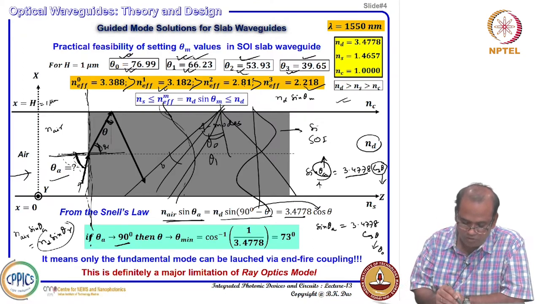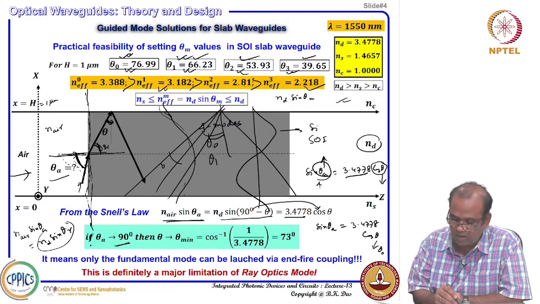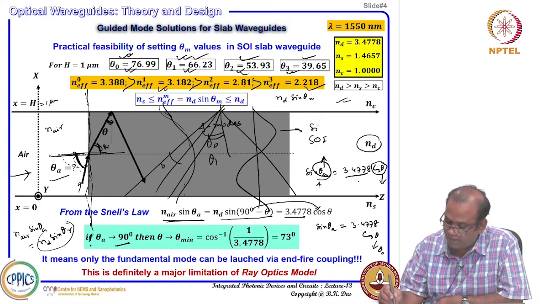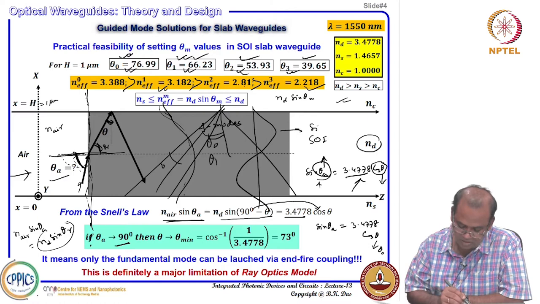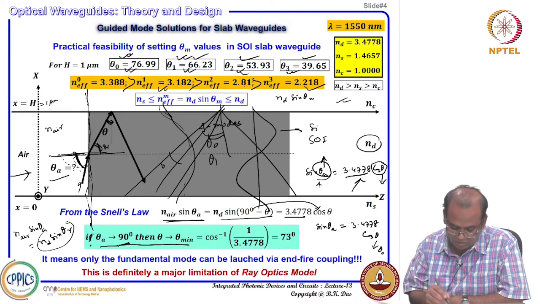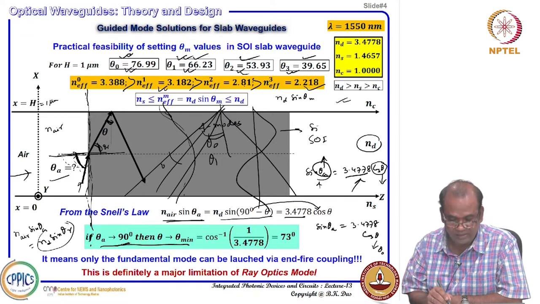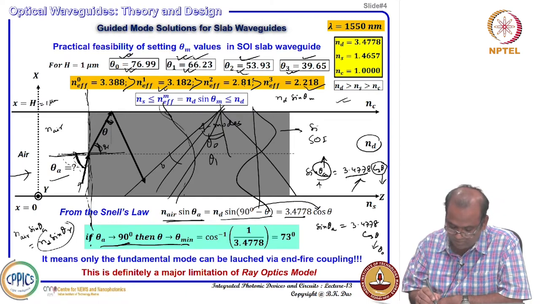Okay. So, when theta A is maximum, whatever solution I get from Snell's law, theta will be minimum. That is what I have written. If theta A is 90 degrees maximum, then theta will be minimum. And what is that minimum value?